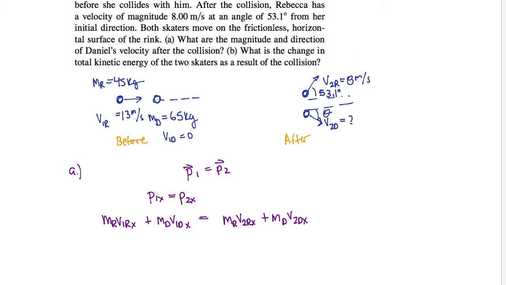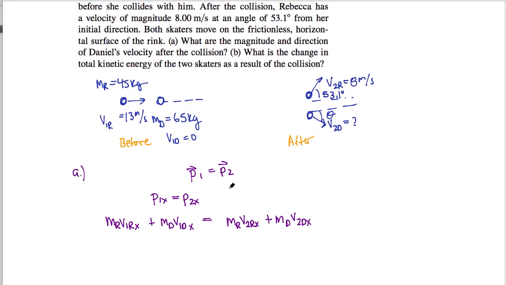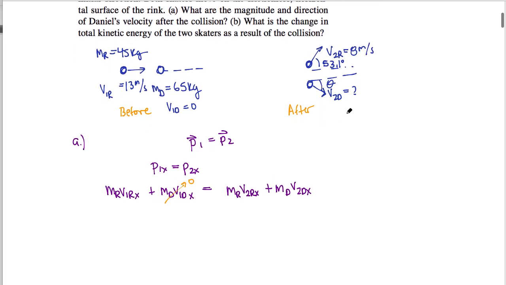Now, for this particular problem, Daniel has no initial velocity, so this entire term is 0. After the collision, we know the mass, we know V2R, it's a speed, but we don't necessarily know V2Rx. So we need to go back and do that. From the information we were given, we know that V2 of Rebecca in the x direction is going to be V2R times the cosine of this angle, 53.1 degrees.